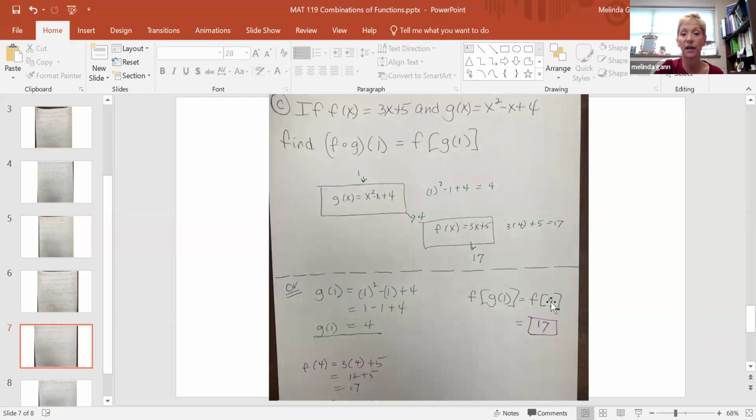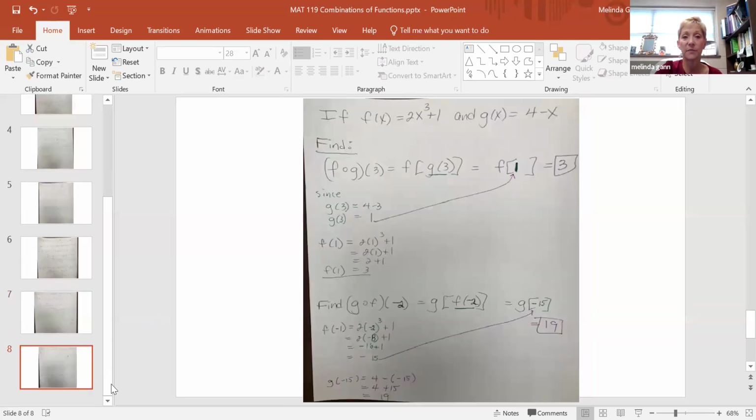Now, where's the 4 going to go? It's going to go into the F function in place of X. So I went to my F function, 3X plus 5, and I replaced that X with a 4. And 17 came out. So my final answer is 17 when I do it algebraically, and my final answer is 17 if I do it pictorially. So it's whichever one makes more sense to you.